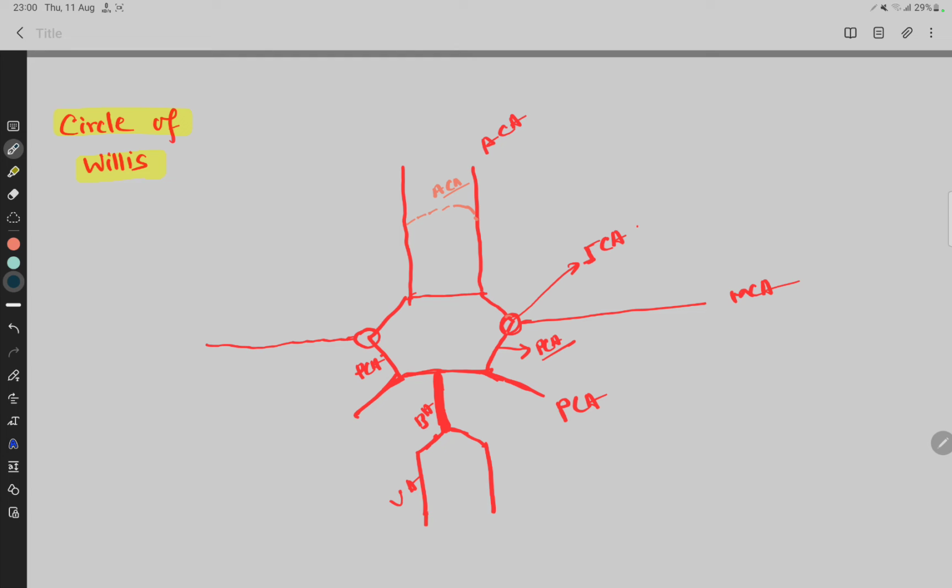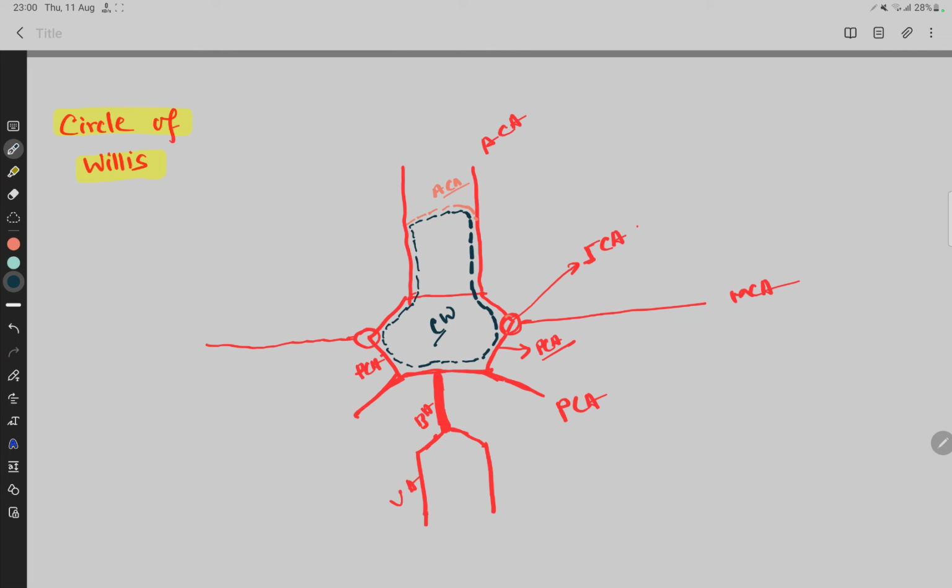So the circle of Willis is formed by this posterior cerebral artery, posterior communicating artery, internal carotid artery, anterior cerebral artery, and this anterior communicating artery, and this is called the circle of Willis.